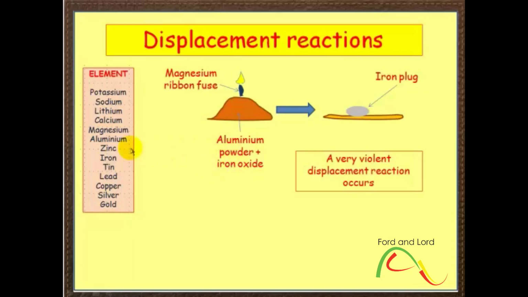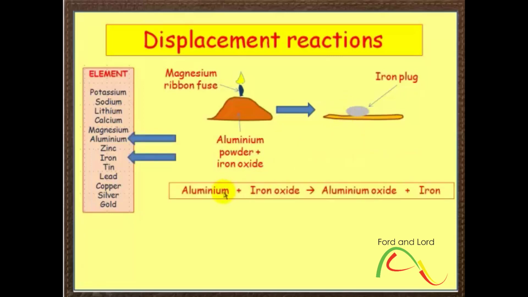Now think about it. Where's aluminium? There it is. Where's iron? Down here. Right. You see what's going to happen? Aluminium's going to come along and it's going to kick iron out of the oxide. A very violent displacement reaction occurs, and when it's all over, you're left with pure iron here. So this here must be aluminium oxide, mustn't it? Let's have a look, shall we?